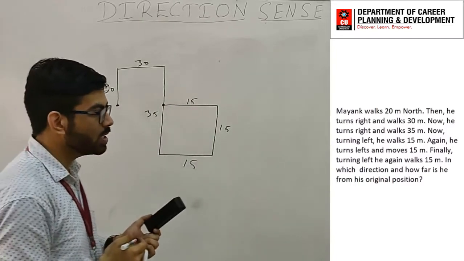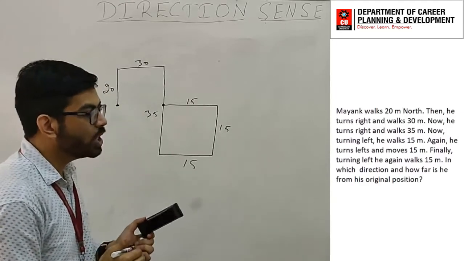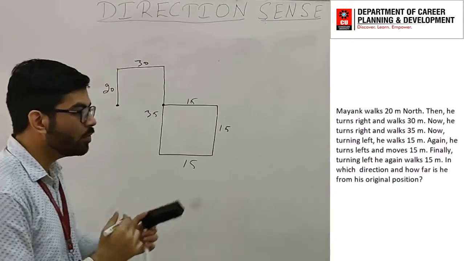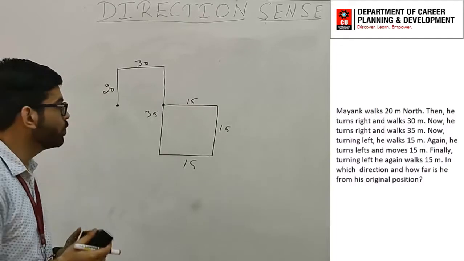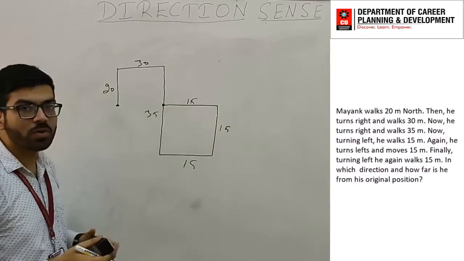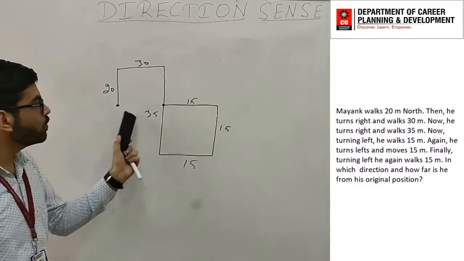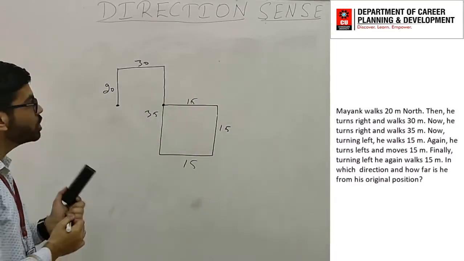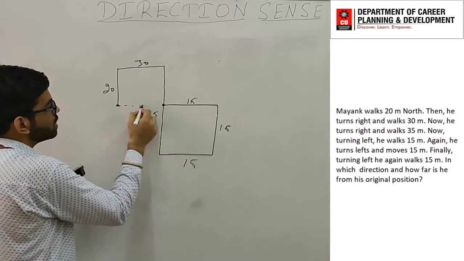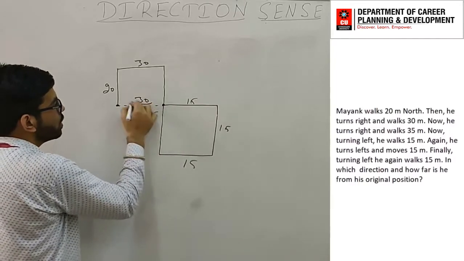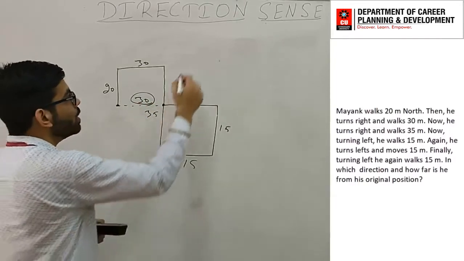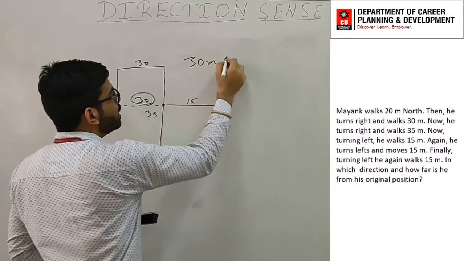What was the question asking? He is asking that in which direction and how far is he from his original position. So in which direction is he facing towards? He is facing towards east. And how much distance is between them? The distance is the same as this one, which is 30 meter. So your answer will be 30 meter east.